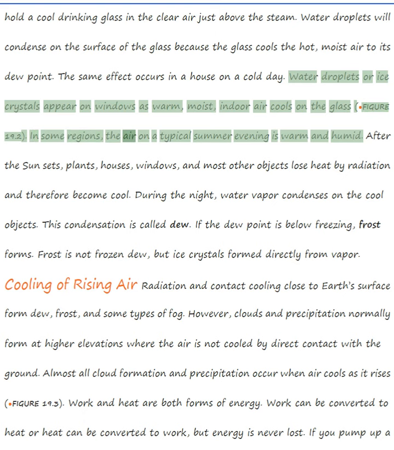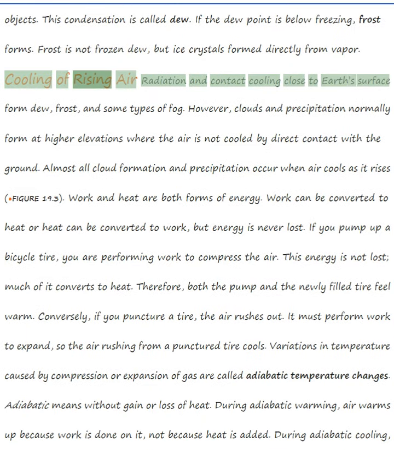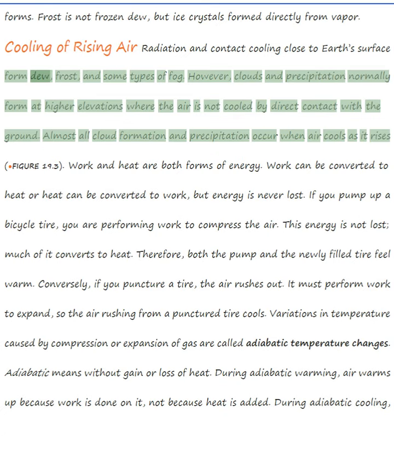In some regions, the air on a typical summer evening is warm and humid. After the sun sets, plants, houses, windows, and most other objects lose heat by radiation and therefore become cool. During the night, water vapor condenses on the cool objects. This condensation is called dew. If the dew point is below freezing, frost forms. Frost is not frozen dew, but ice crystals formed directly from vapor. Cooling of rising air: radiation and contact cooling close to Earth's surface form dew, frost, and some types of fog.